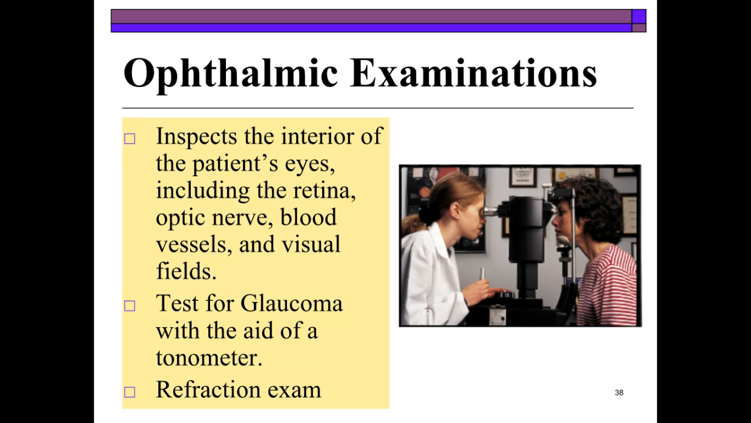What they do in an ophthalmic examination is inspect the interior of the patient's eye, the retina, the optic nerve, the vessels, and the visual field to see about peripheral vision along with vertical vision. They test for glaucoma with a tonometer, and that also checks for intraocular pressure, and a refraction exam. Medical assistants sometimes do the tonometer and the refraction exam and document that before the eye doctor ever comes in.